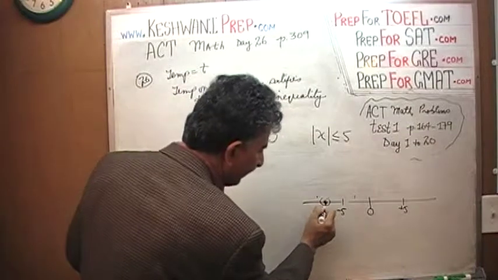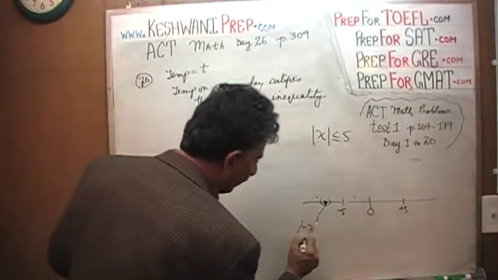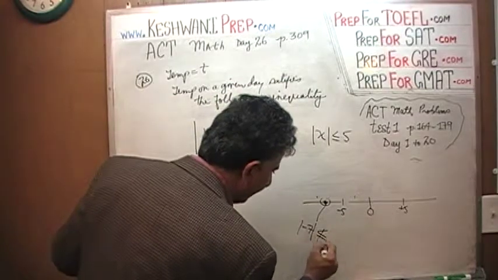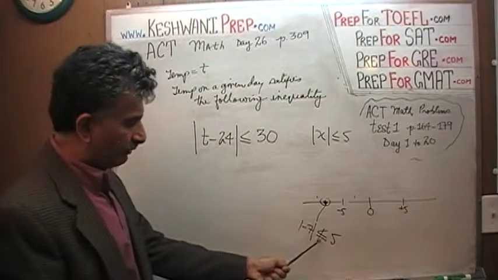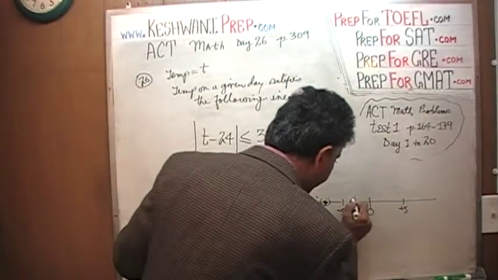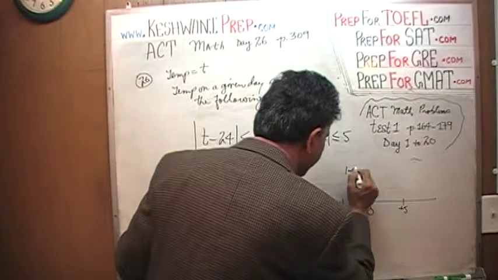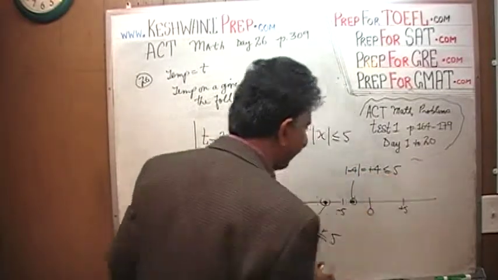Can x fall here? Can x be negative 7? The answer is no. x cannot be negative 7 because the absolute value of negative 7 is positive 7, and positive 7 is not less than or equal to 5. Can x be negative 4? The answer is yes, because the absolute value of negative 4 is going to be positive 4, and that is in fact less than or equal to 5.